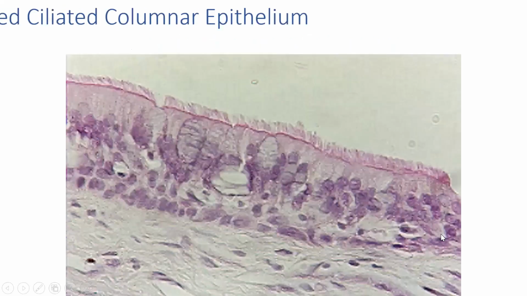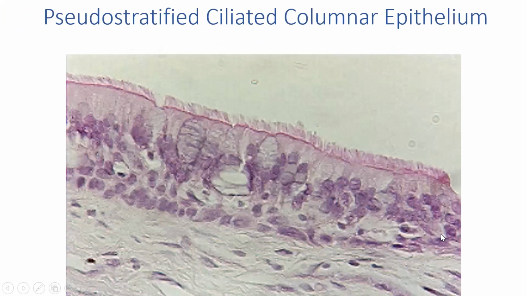Now this is pseudostratified ciliated columnar epithelial, false stratification. These cells look like they're stratified. They look like there's multiple layers because it looks like there's multiple nuclei in here, but they're not. This is a single layer. These things up here, where the arrow is, are called the cilia.